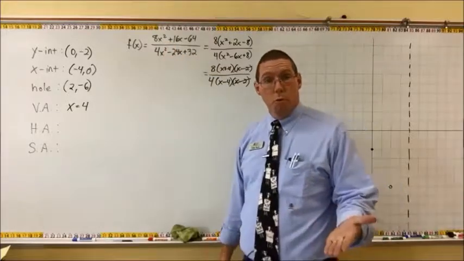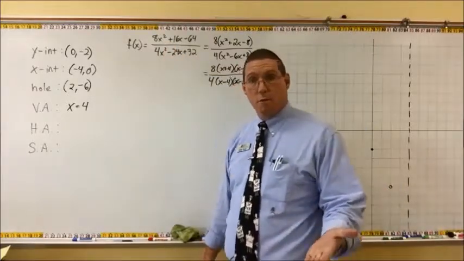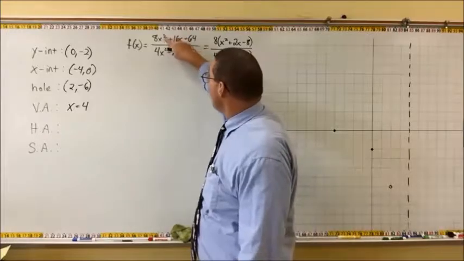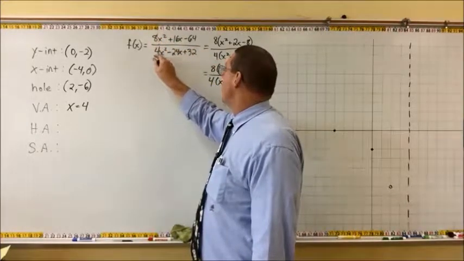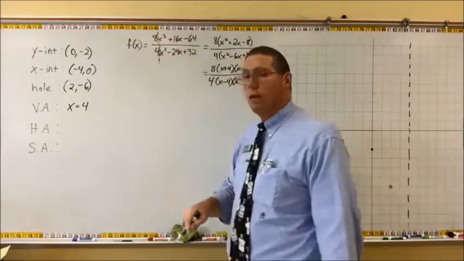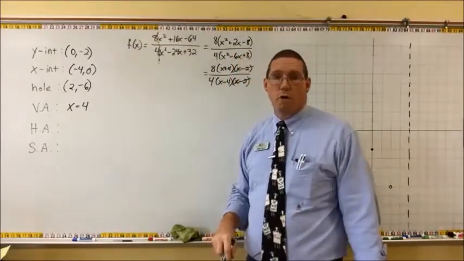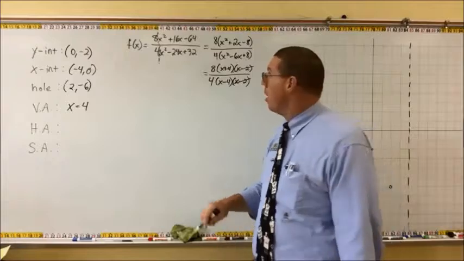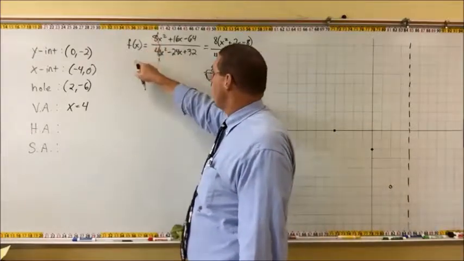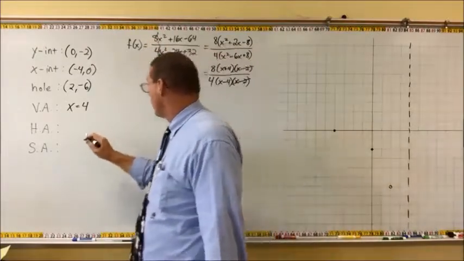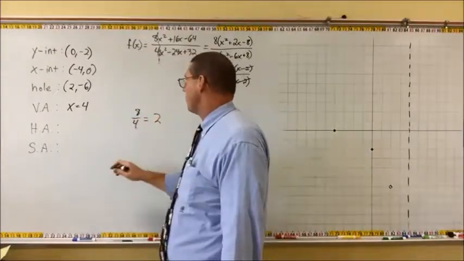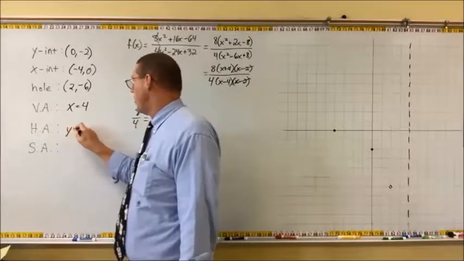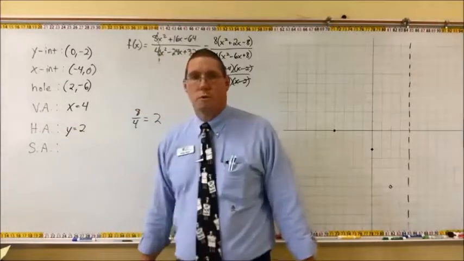Well, remember the rule of horizontal asymptotes. If the powers are the same in the top and the bottom, then we simply do the ratio of the lead coefficients. So it's 8 over 4, right? Okay, so the horizontal asymptote is going to be at 8 over 4. And what's 8 over 4 equal to? It's equal to positive 2. So there's a horizontal asymptote at y equals 2, right?